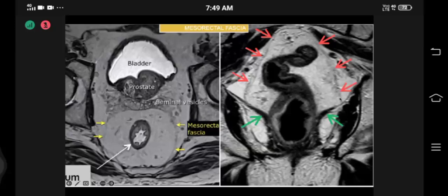So you can see this is a very thin black hypointense line. That is the mesorectal fascia. Then this is the extramesorectal plane, and this is the mesorectal plane. So this is the mesorectal fat, this is the mesorectal fascia, and this is the levator. So the mesorectal fascia comes and thins down and fuses at the level of levator ani.